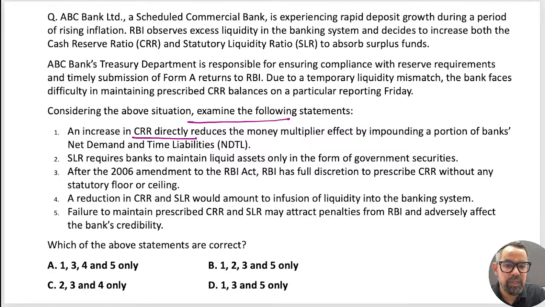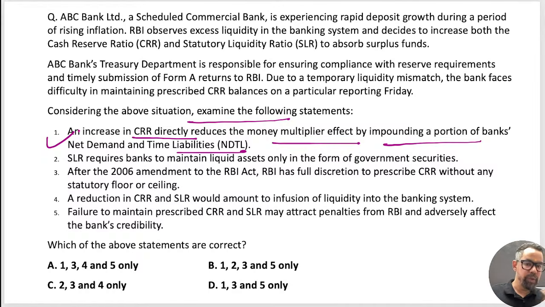So an increase in CRR directly reduces the money multiplier effect by impounding a portion of bank NDTL, that is true. With an increase in CRR as well as SLR, banks have to keep higher reserves. So banks will have less money in the market, and they'll be doing lesser credit creation. So there will be an adverse impact on the money multiplier or the overall money supply created by the bank. So that's why statement one is true.